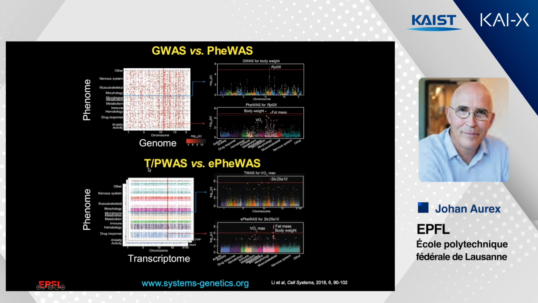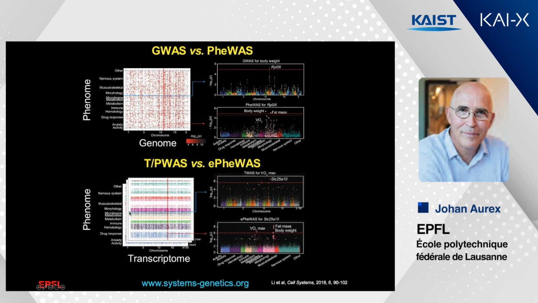Now, given that we have transcripts and proteins in these mice, we can also do a transcript or protein-wide association study, or ePWAS. The same principle. You align the phenome, but instead of having genotypic variants here, you have your transcripts.